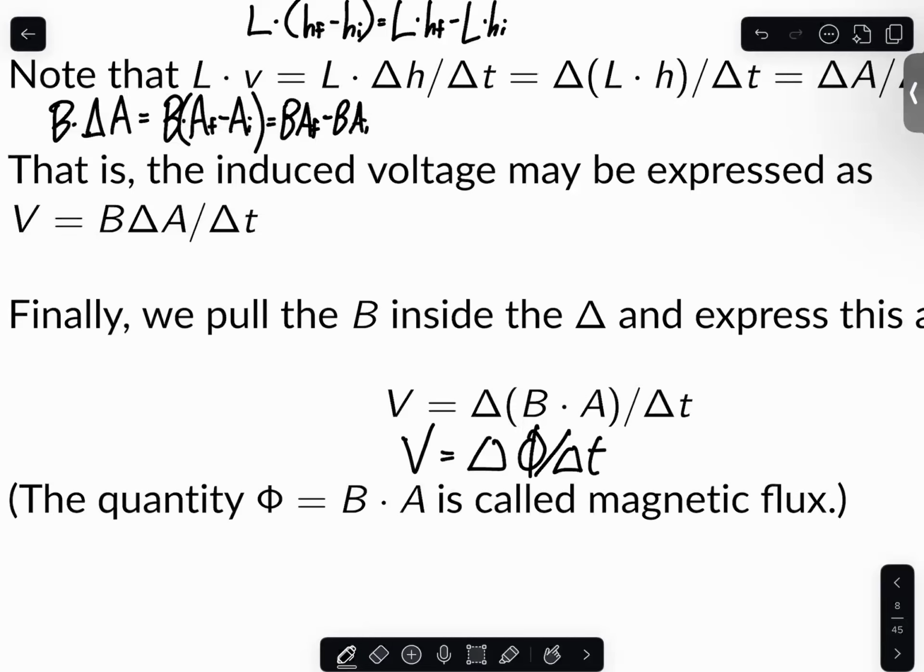Okay, so I am going to play the same trick that I did before. I'm going to pull the constant inside the change operation, constant inside the delta, and then say BA is a new quantity called flux. What the flux?